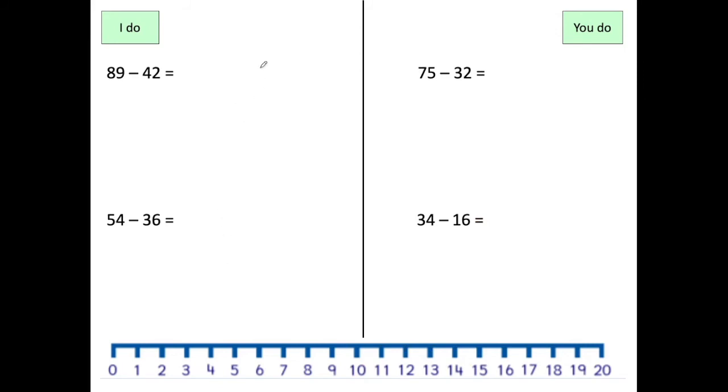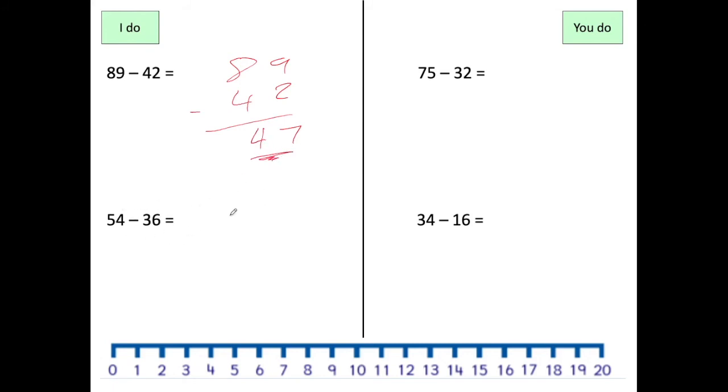Right, just a couple more examples to do. So we've got 89 minus 42. 9 take away 2 leaves us with 7. 8 take away 4 is going to leave us with 4. So the answer is going to be 47.